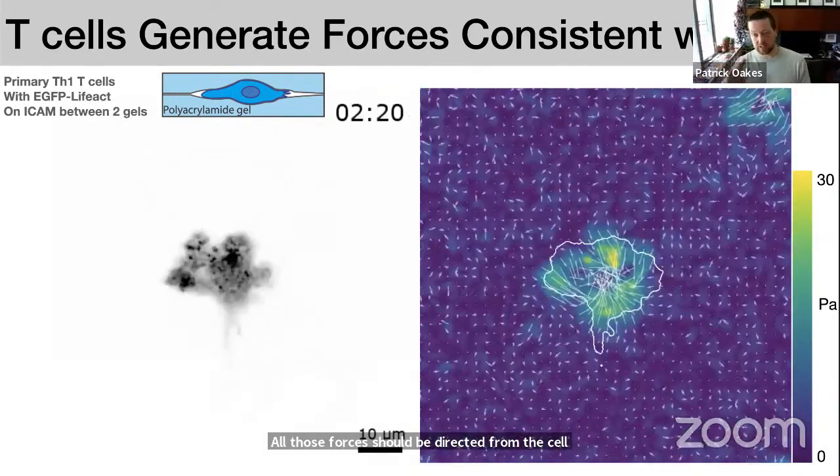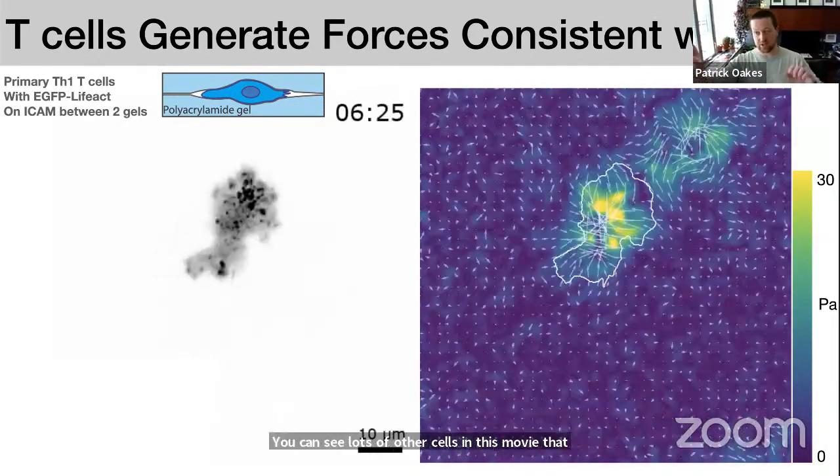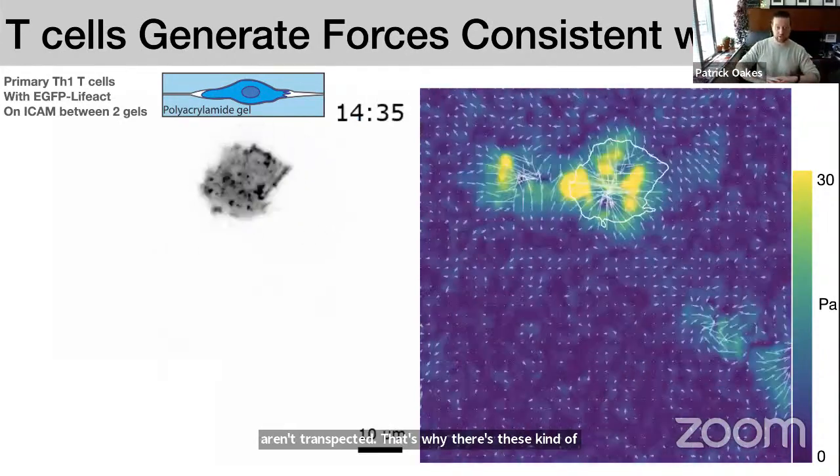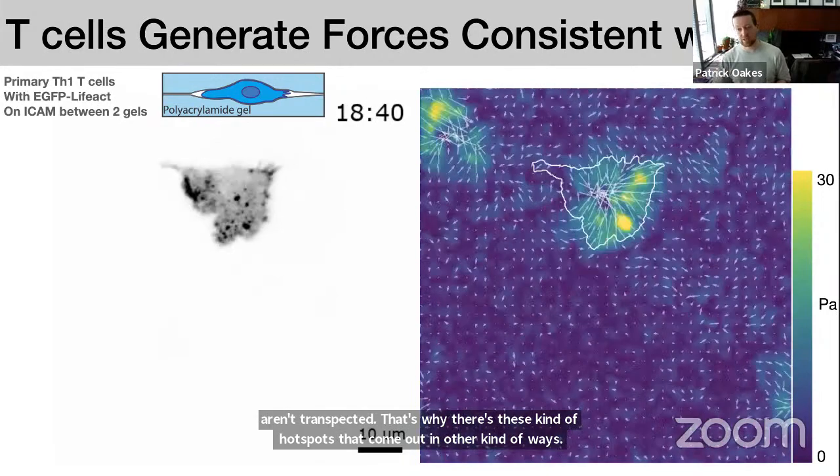You can see lots of other cells in this movie that aren't transfected. That's why there are these hotspots that come out in other ways. So that's completely expected. We don't get 100% transfection with our primary cells.